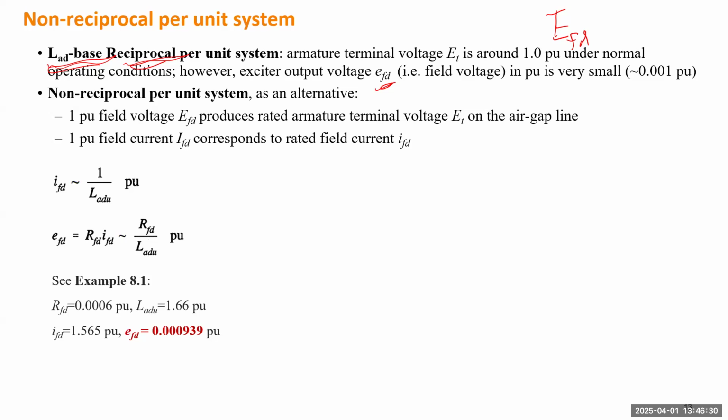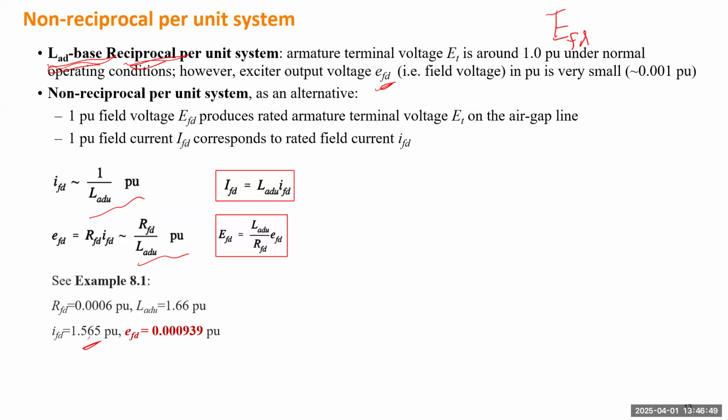So if the terminal voltage is around 1, usually the field current will be around this value, and the field voltage will be around this value. Based on that example, we already know the EFD can be very small. IFD seems to be okay, right? But EFD is very small.